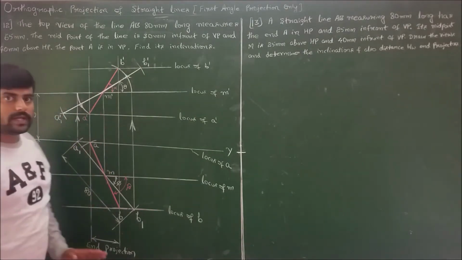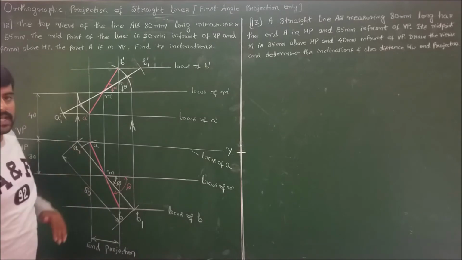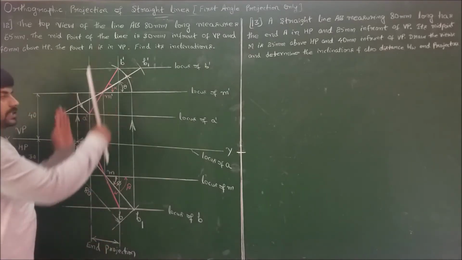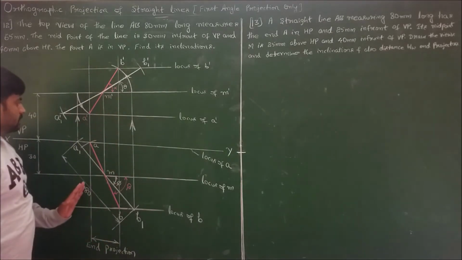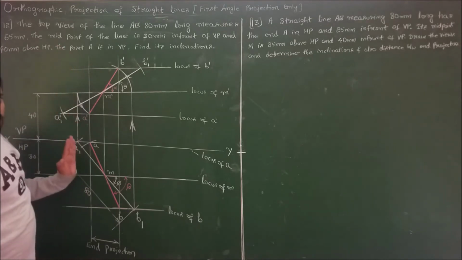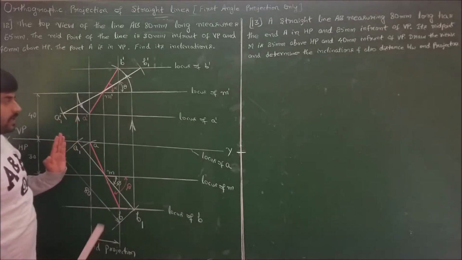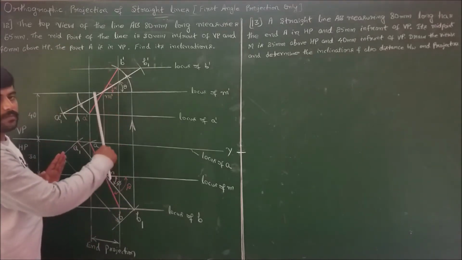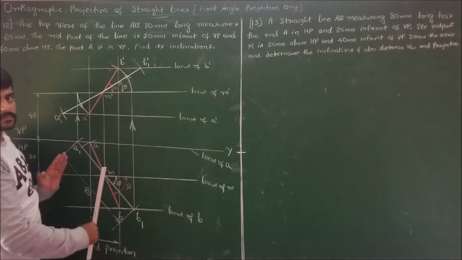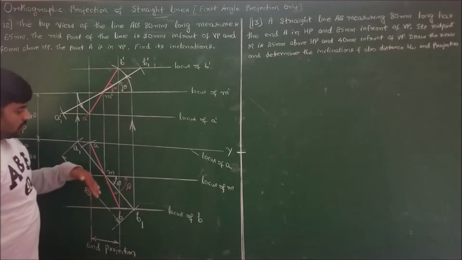the same two vertical lines drawn perpendicular to the XY line. So I fix the end projector. Now I know the concept that on this end projector, end A dash should come and lie. On this vertical line, ends B and B dash should come and lie. Now use the regular procedure.